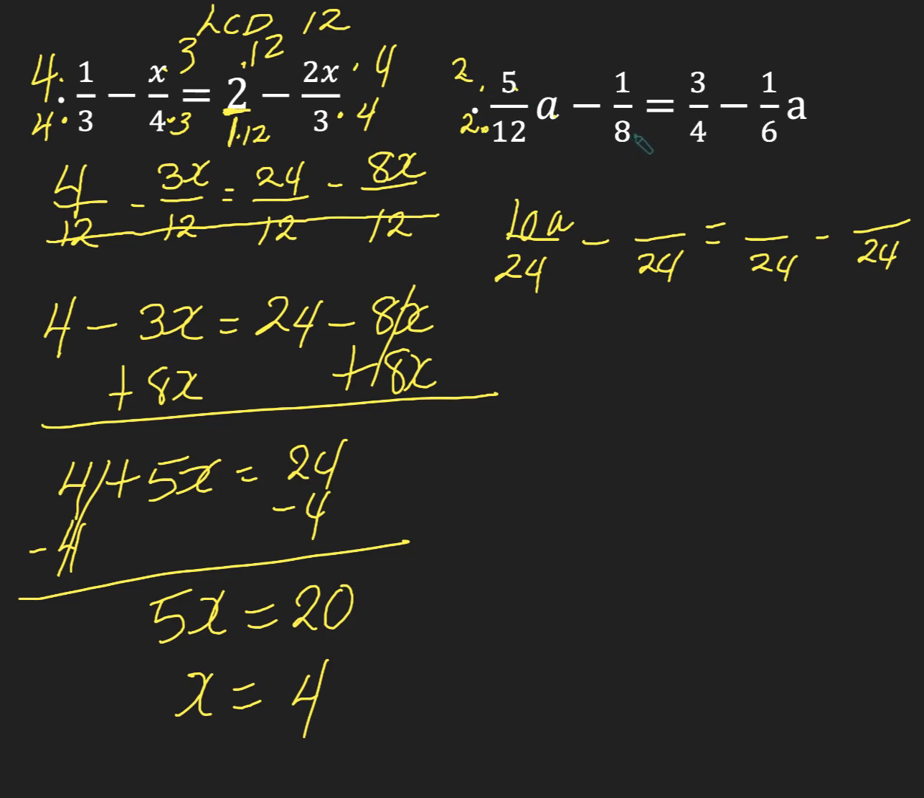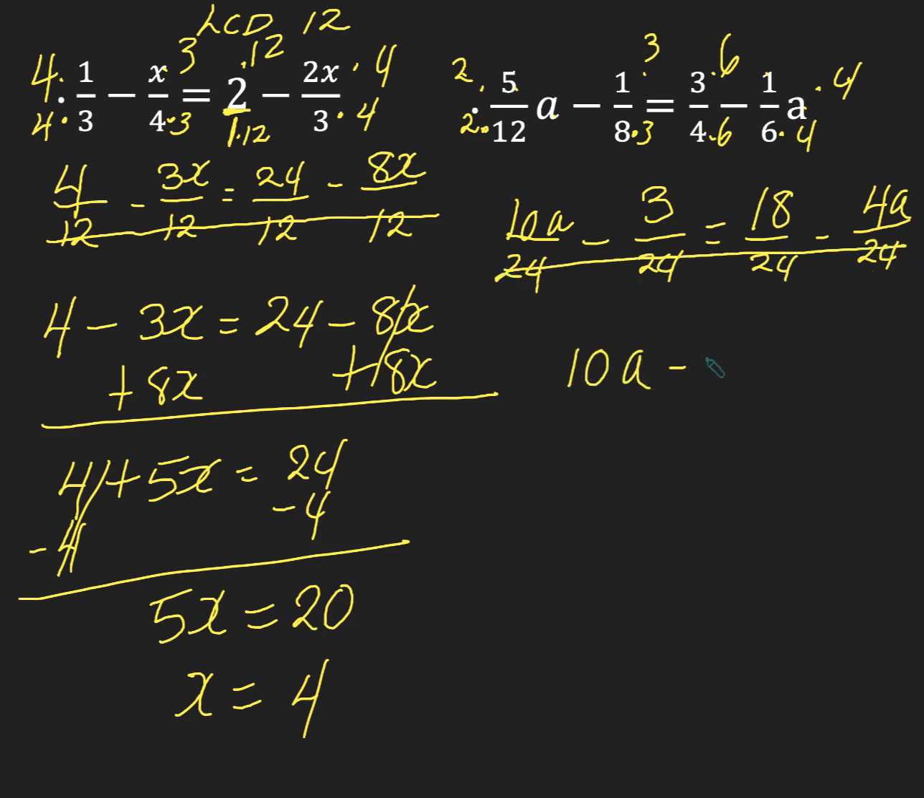To make the 8 24, I would have to times by 3. 1 times 3 is 3. To make the 4 24, I would have to times by 6. 6 times 3 is 18. And to make this 6 24, I would have to times by 4. So this is 1 times a times 4, which is 4a. Cross out the denominator. I end up with 10a minus 3 equals to 18 minus 4a.